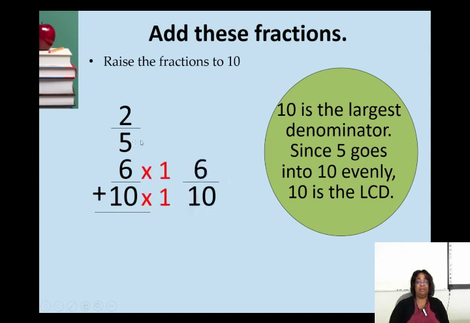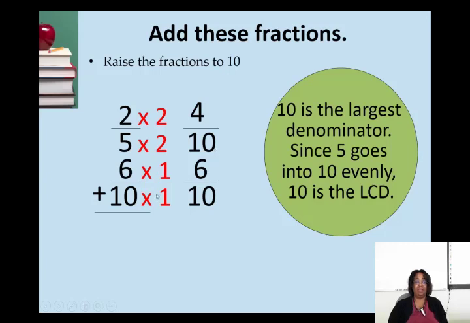But on top, what am I going to multiply by? By 2 to get 10. So to keep 2/5 equivalent, I multiplied both the numerator and denominator by 2, and 2/5 is equivalent to 4/10 because I need to make it a denominator of 10.